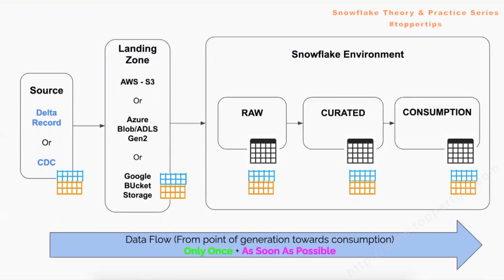And when we talk about CDC, the two key requirements which most projects prefer to apply are only once and as soon as possible. And this as soon as possible varies from real-time analytics to micro batches, and sometimes you can say that I would process it twice a day or thrice a day.